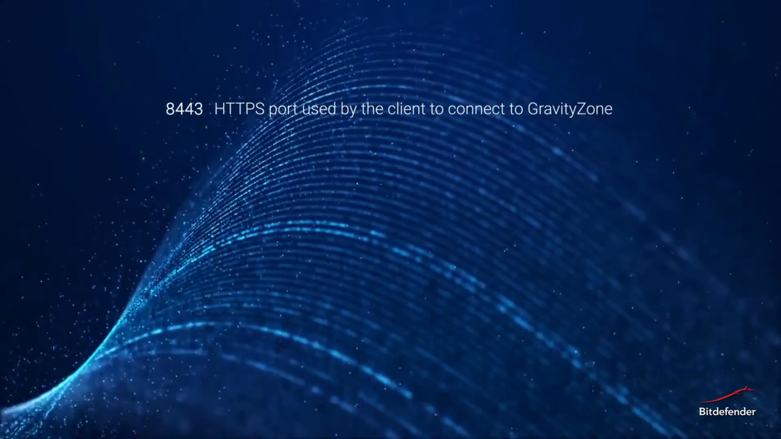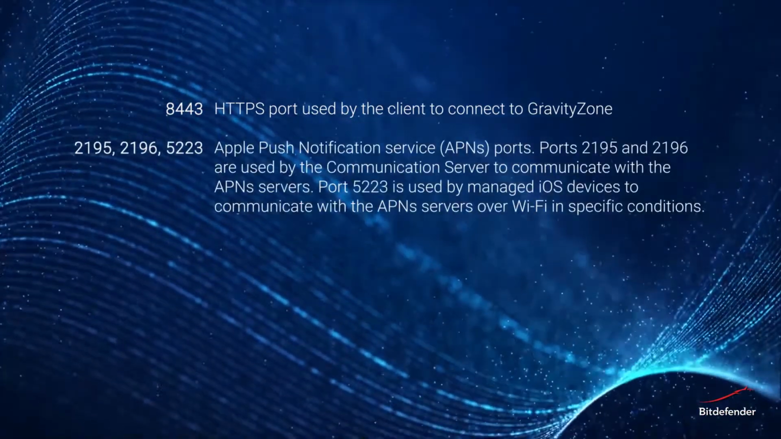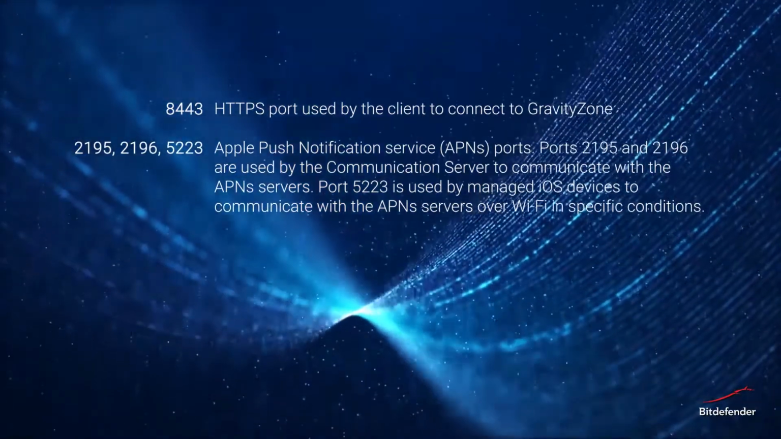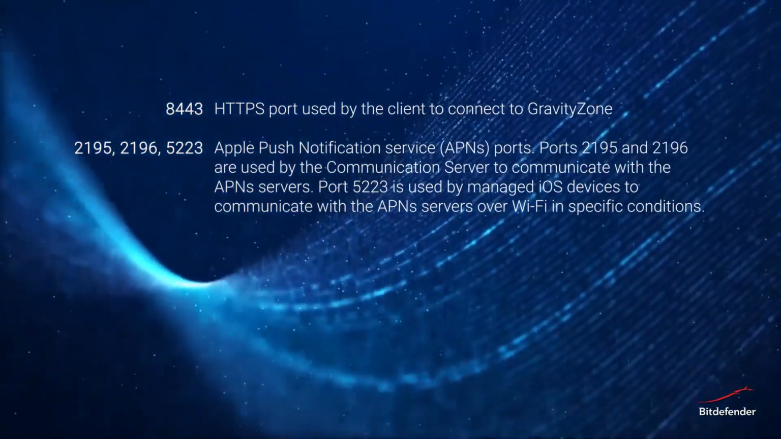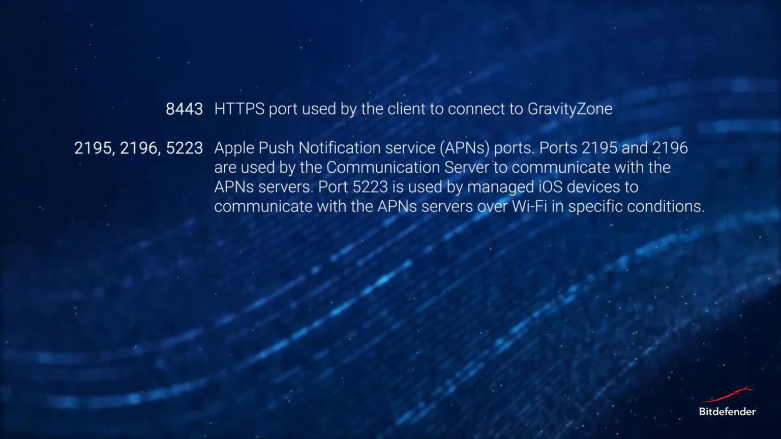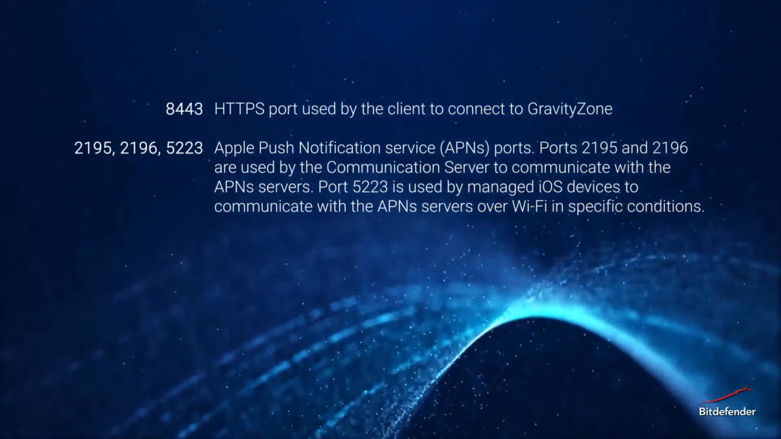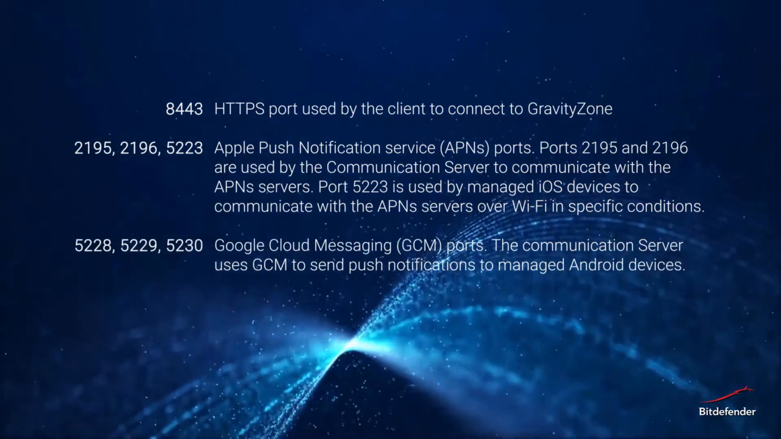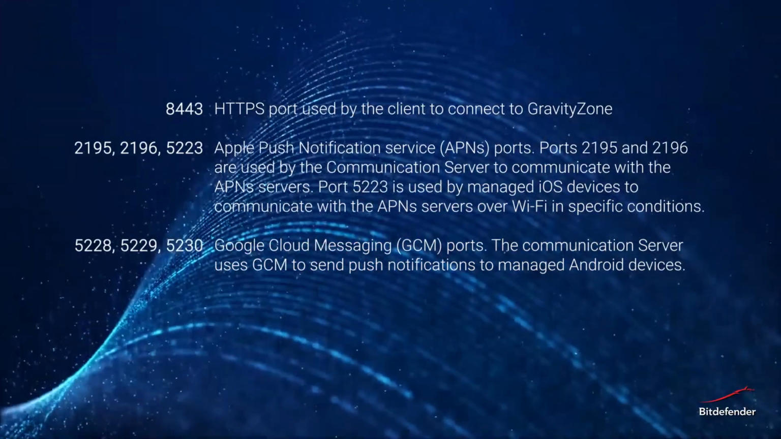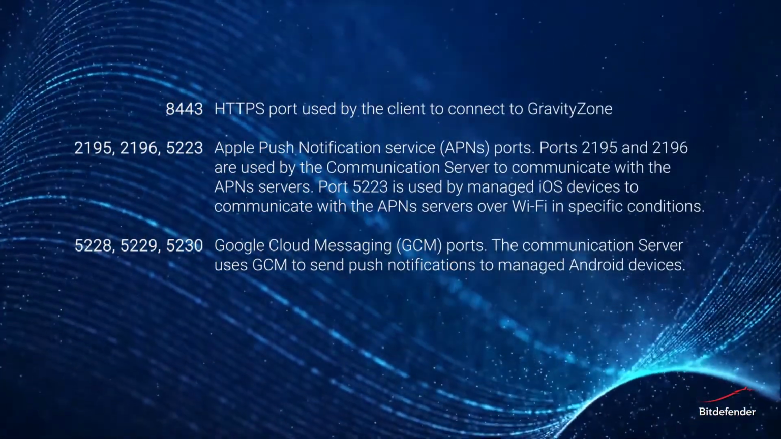8443, which is the default HTTPS port in order to connect to GravityZone. In case of an Apple device, ports 2195 and 2196 are used by the communication server to communicate with Apple push notification servers. Port 5223 is also used by managed iOS devices to communicate with Apple push notification servers over Wi-Fi in specific conditions. In case of an Android device, the communication server uses Google Cloud Messaging to send push notifications via ports 5228, 5229, and 5230.